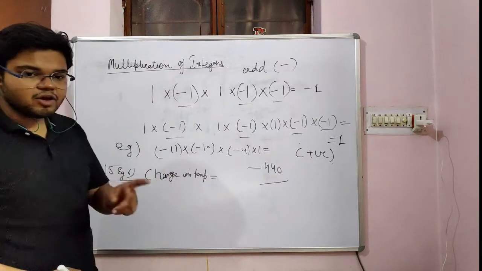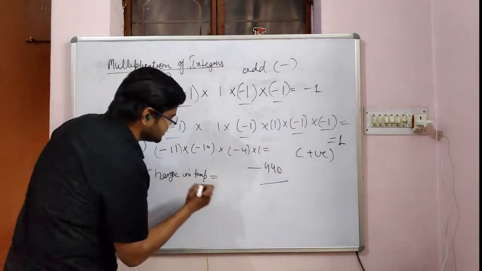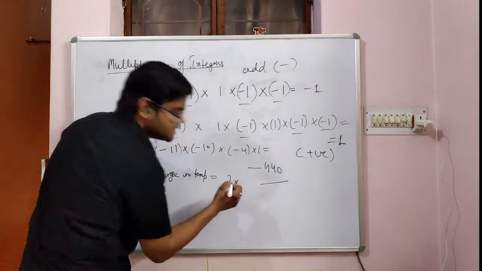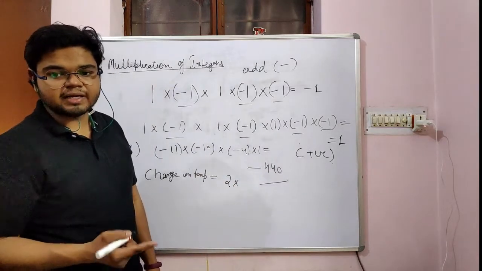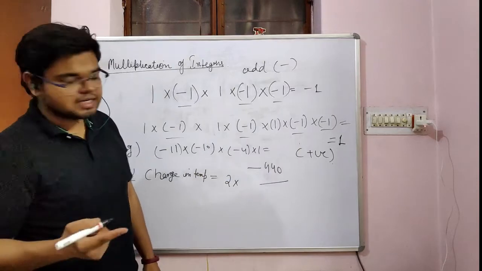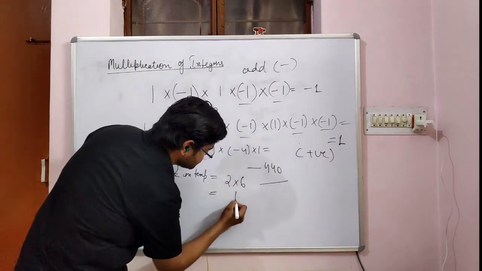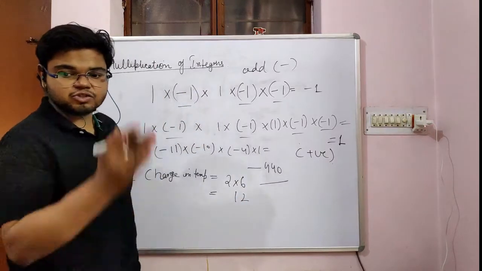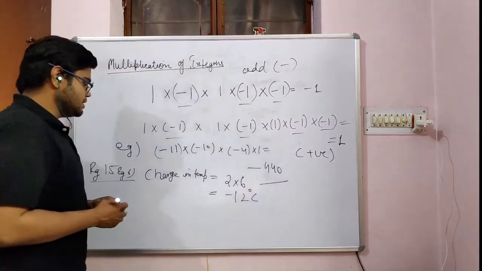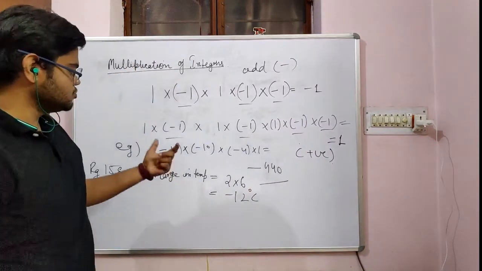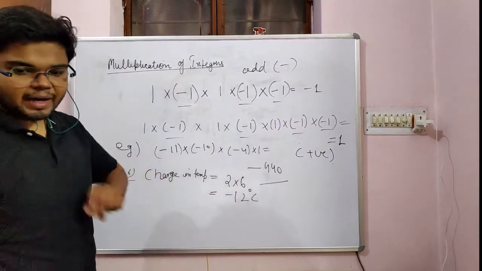So rate of change into number of hours. What is the rate of change? 2 degrees Celsius. And how many hours is it dropping? For 6 hours. So 6 into 2 will be 12, but the temperature is dropping, so we'll put a minus sign here. So if the change in temperature is 2 degrees Celsius every hour, for 6 hours the change in temperature will be minus 12, children.